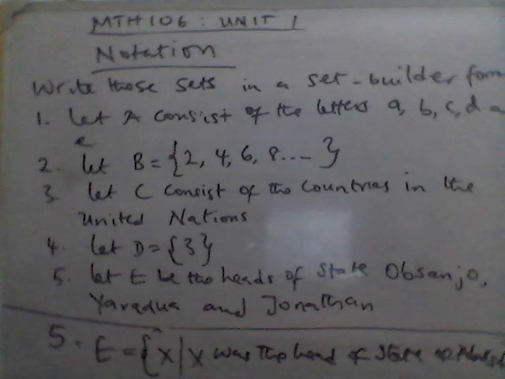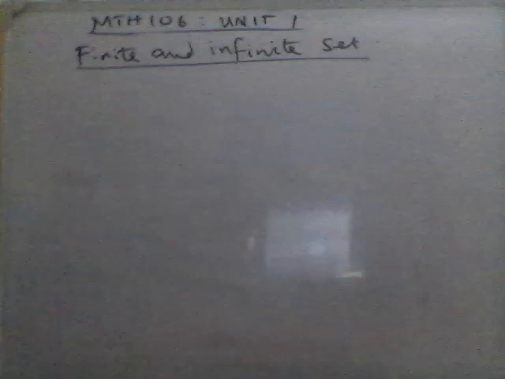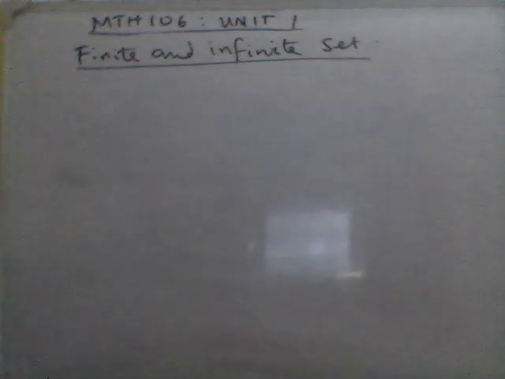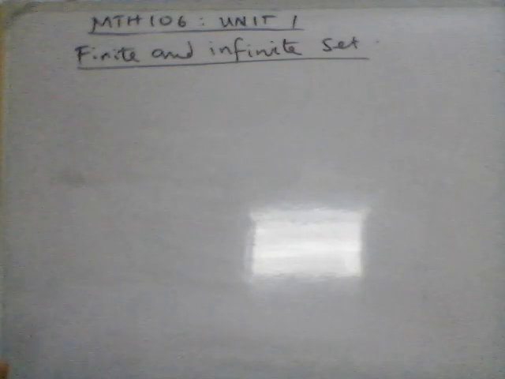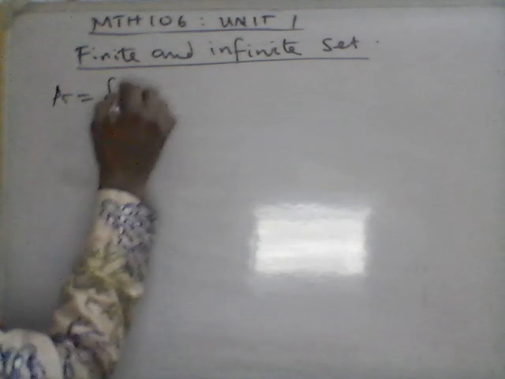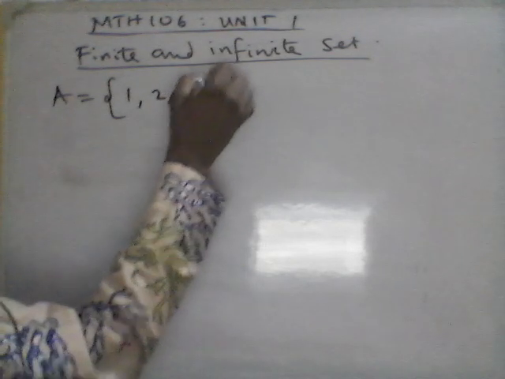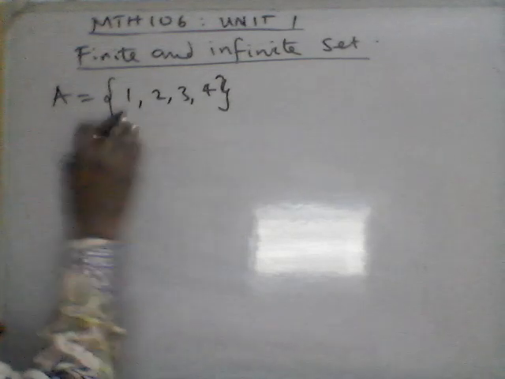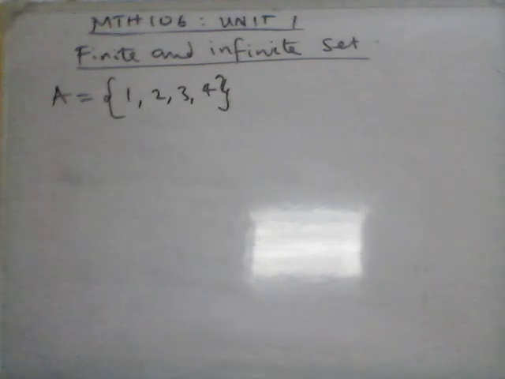So next we go to finite and infinite sets. We have on the board finite and infinite sets. What are finite sets? Sets can be finite or infinite. A set is finite if it consists of a specific number of elements. That means if I say A is equal to the elements 1, 2, 3, and 4, I close it, I stop here, I don't put dots. There are 4 elements in this set. This set is a finite set.